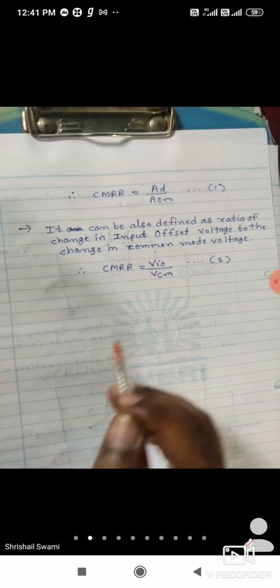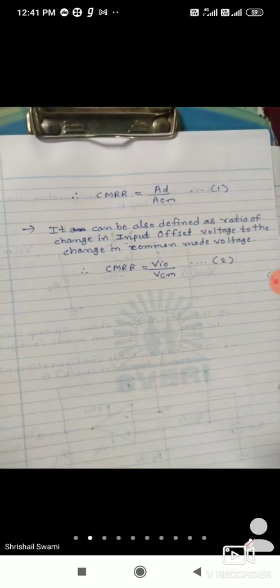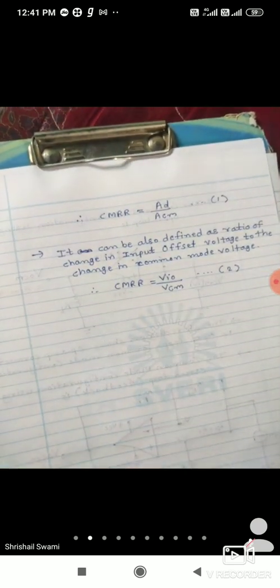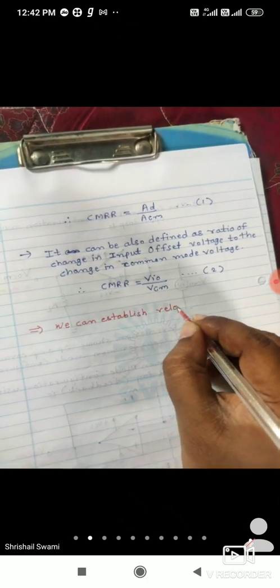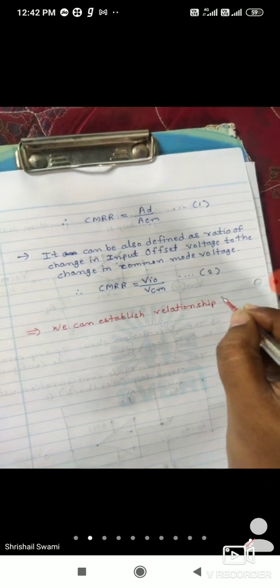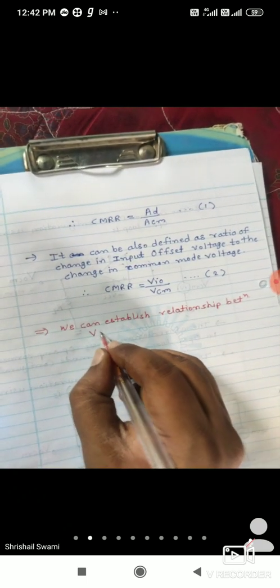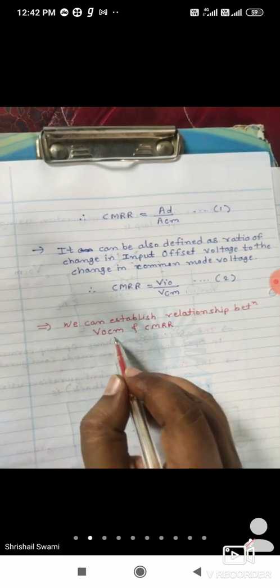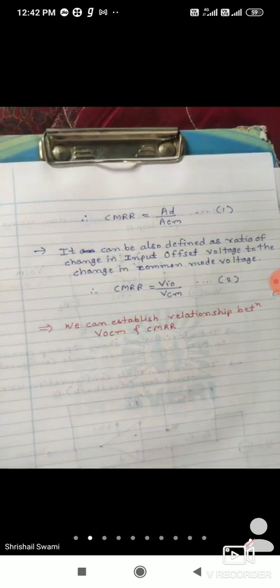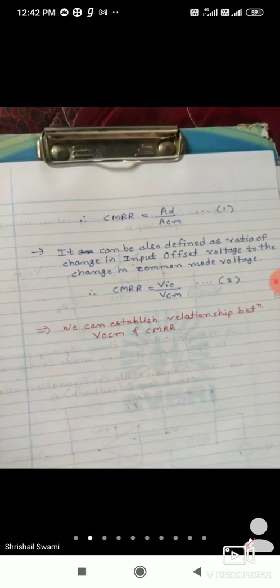Now we can establish the relation between the common mode output voltage, that is VOCM, and the CMRR. That means, we can understand what effect a higher or lower CMRR has on the common mode output voltage. So by using these two equations we can try to understand.